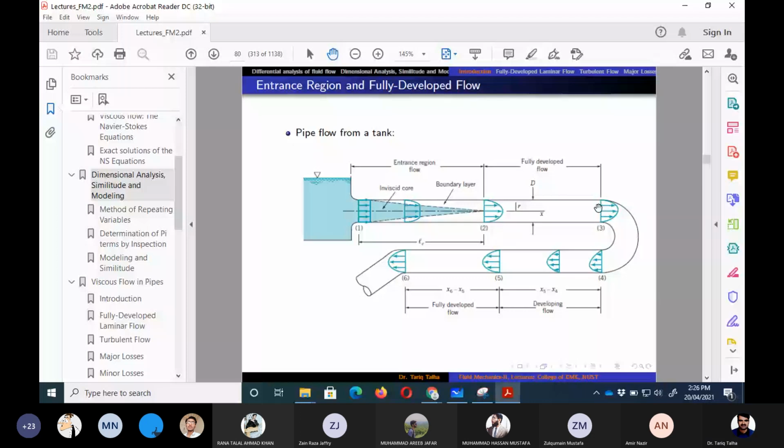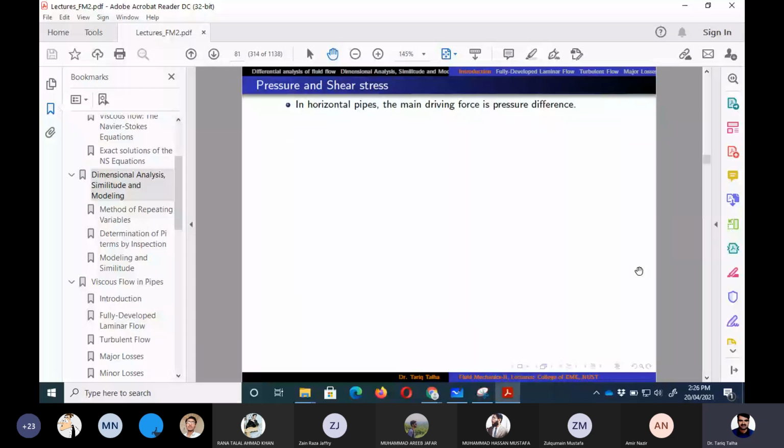Now the last thing about this topic is how the pressure gradient and shear stress are interrelated in the entrance region and in the fully developed region. In horizontal pipes, the main driving force is pressure difference. If the pipe is at an angle, then there would be a component of gravity as well. But for the simplest case, the pressure difference is the only driving force, and the viscous forces are the major forces which oppose the driving force. So the viscous effect causes steady flow.